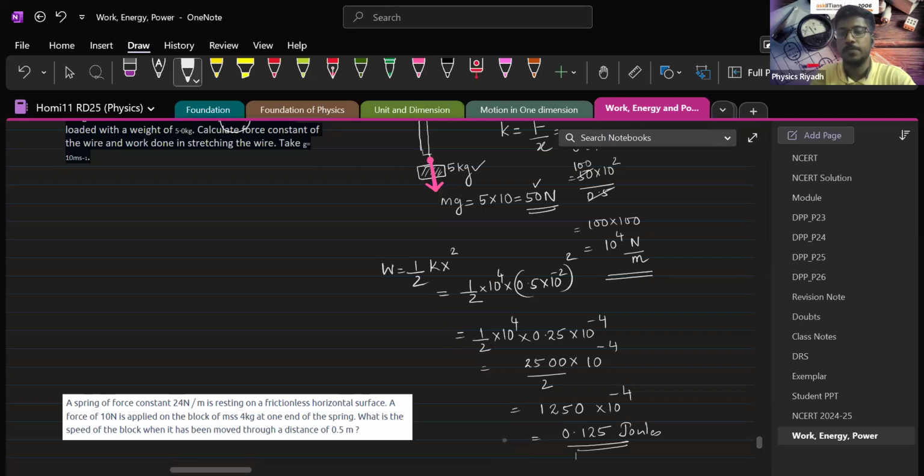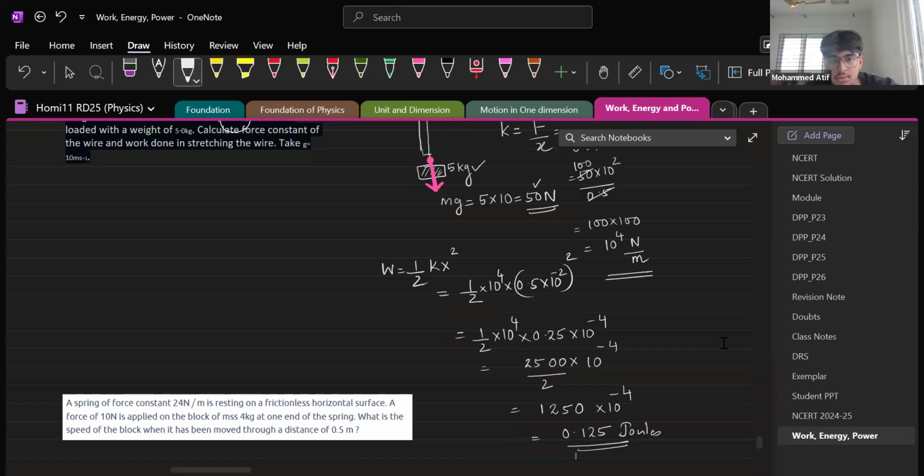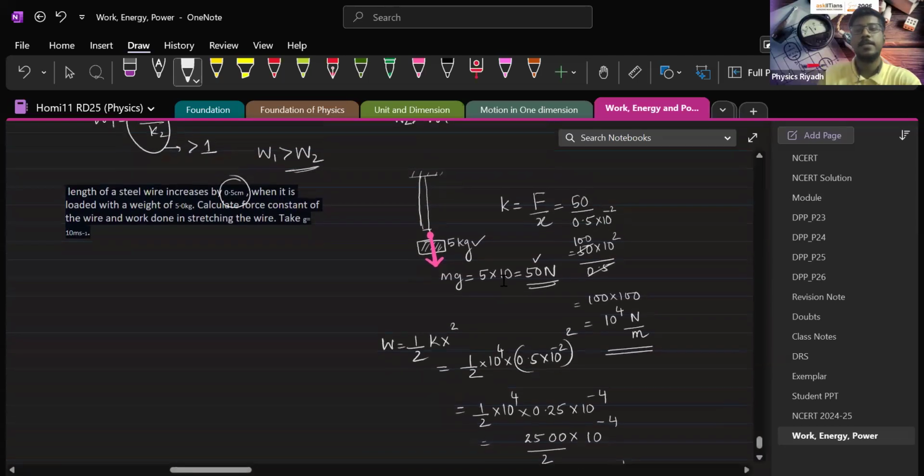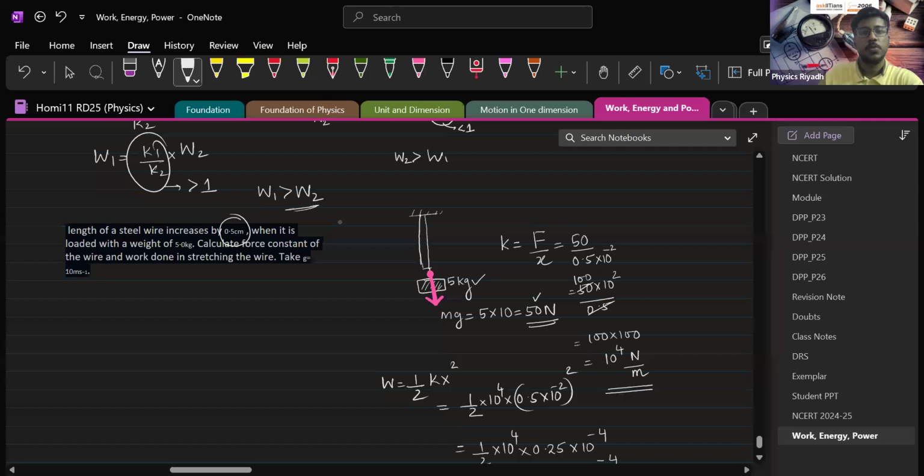Manan, Aishwarya. Sir, how did you find the X value? X is given here. X is the displacement from the mean position. So X is 0.5 centimeter. So length is increasing by 0.5 centimeter. It is given.